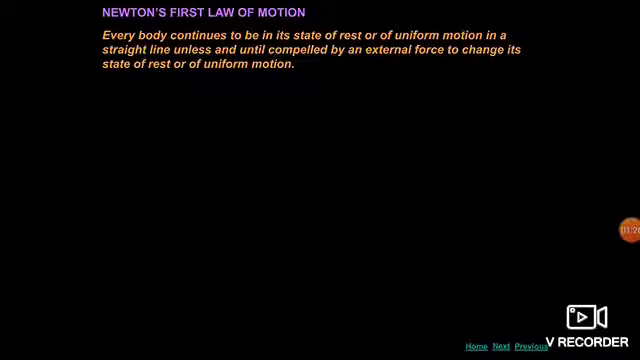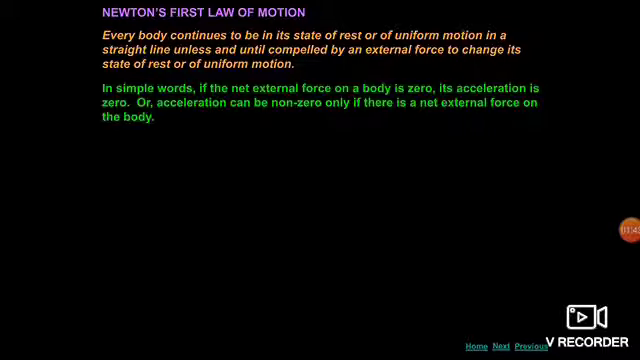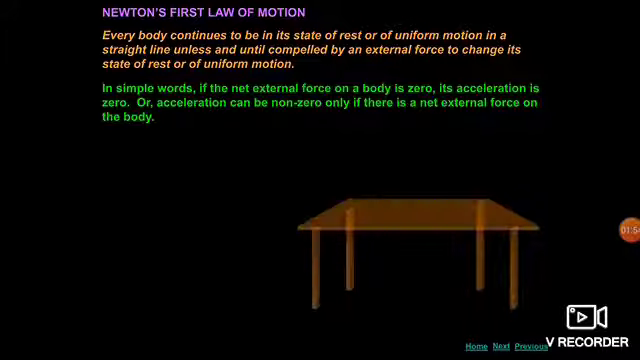Now we go to Newton's first law of motion. It says that every body continues to be in its state of rest or in uniform motion in a straight line unless and until compelled by an external force to change its state of rest or of uniform motion. In simple words, if the net external force on a body is 0, its acceleration is 0, or acceleration can be non-zero only if there is a net external force on the body.